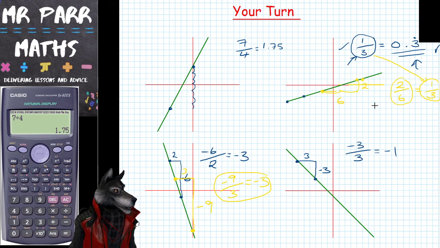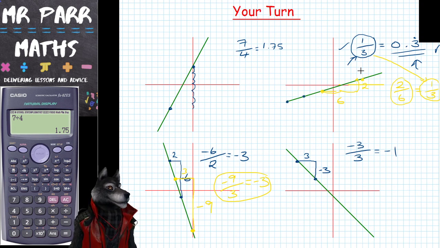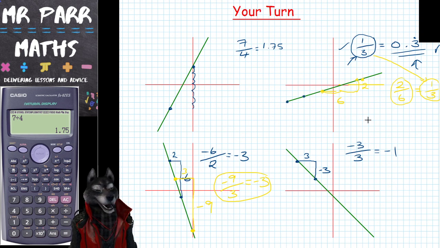Doesn't matter. Apologies. I misread the graph across, and that's what made it go a little bit wrong. That's why you should always double check. If you're not sure if your gradient's right, you could always pick another 2 points and try it again.